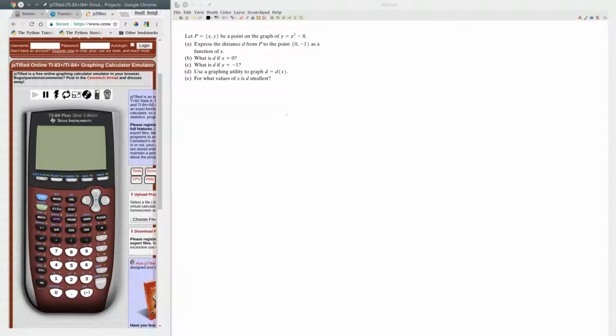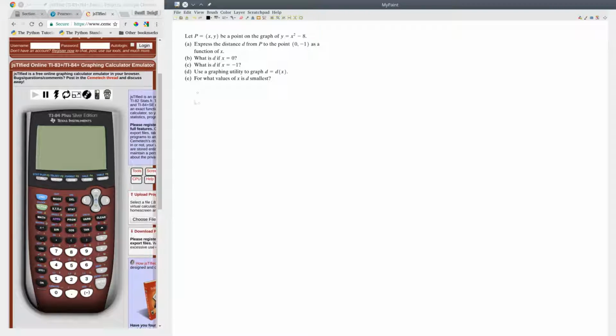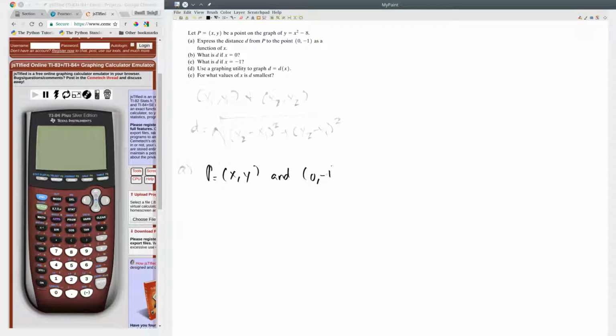This is a model building problem based on the distance formula. The distance between two points (x1, y1) and (x2, y2) is given by this formula: the square root of (x2 minus x1) squared plus (y2 minus y1) squared. Now in our case, in part A, we have two points, (0, -1) and (x, y). So the two points are P equals (x, y) and (0, -1).